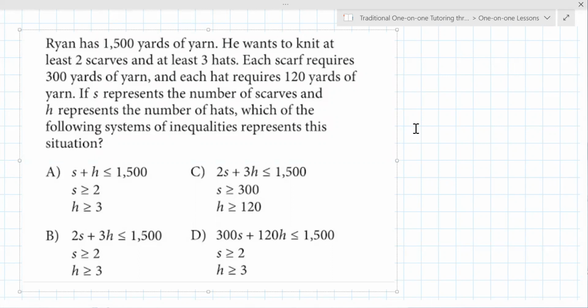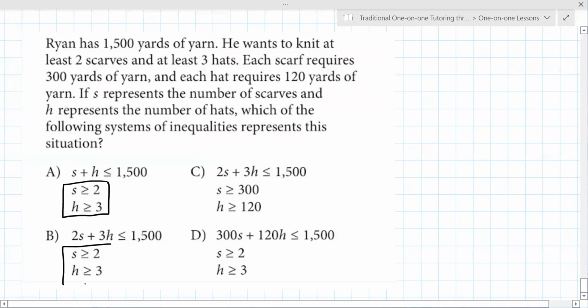So it's always a good idea to scan the answers to look for stuff that's similar or different. One of the things I noticed right away is that 3 of the 4 have these inequalities, and then this other one is different. So let's see which one is right. He wants to knit at least 2 scarves and at least 3 hats. So do you see how that means that S has to be greater than or equal to 2 and H has to be greater than or equal to 3? And C is out for that reason.